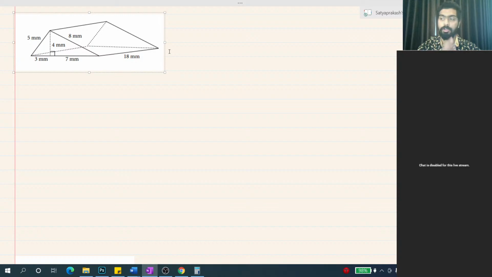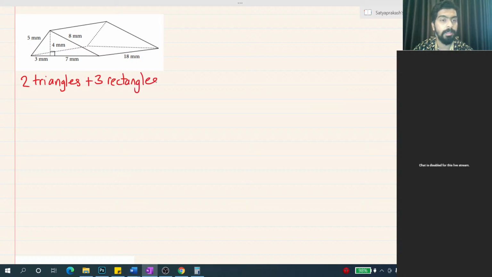Now again, we have a triangular prism here. So 2 triangles and 3 rectangles, right guys? The 2 triangles are the front and the back, and we have 3 rectangles: the base rectangle, the side rectangle, and the slope rectangle. So I'll give you 2 or 3 minutes to have a head start to start finding it, and then we will do it together.